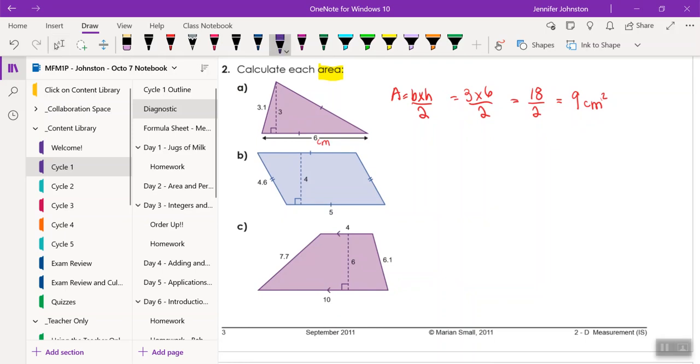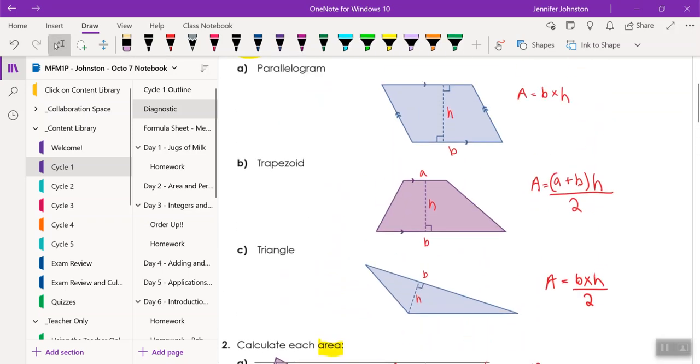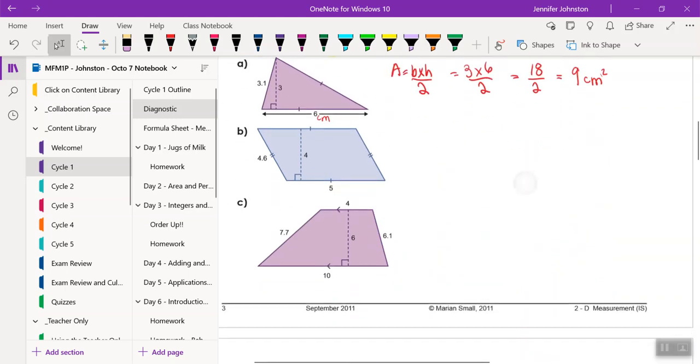Let's do the next one, B. What shape is this? You got it. It's a parallelogram. All right, so the area of the parallelogram is base times height. So base here is 5. What's the height? Yes, the height is 4. The height is not 4.6. That 4.6 would help us out if we were finding the perimeter.